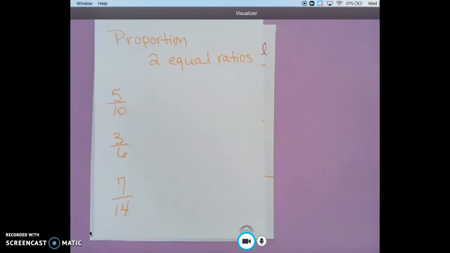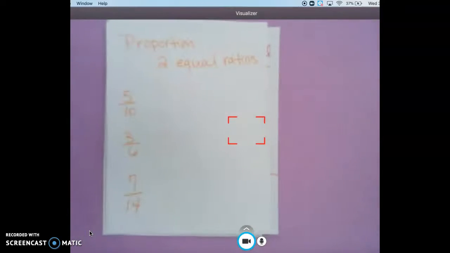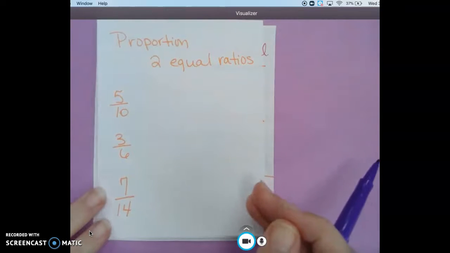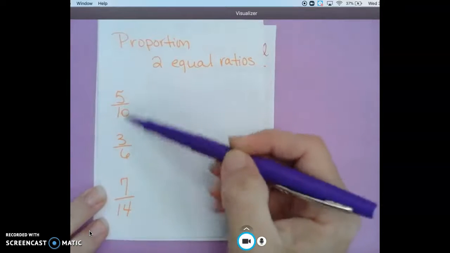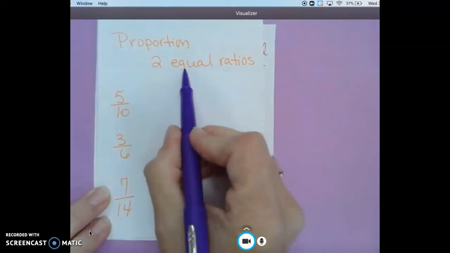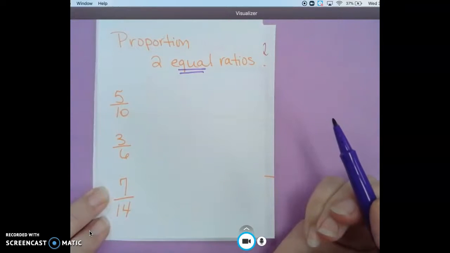We are moving right along to proportions. We're still dealing with ratios because we're comparing two numbers. This time we're going to start comparing two ratios though, and we're trying to determine, are they equal? A lot of students have a hard time because they look at these and they all look different. But even though they look different, they are all equal. Just because they look different doesn't mean their value is different.